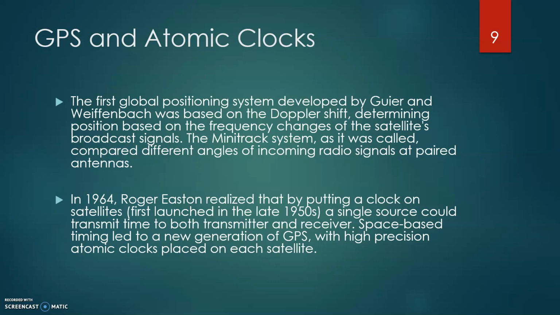So in 1964, Roger Easton realized that by putting a clock on the satellites, a single source could transmit time to both the transmitter and receiver. Space-based timing led to a new generation of GPS with high-precision atomic clocks placed on each satellite. Without atomic clocks, such a generation of GPS would not be possible.